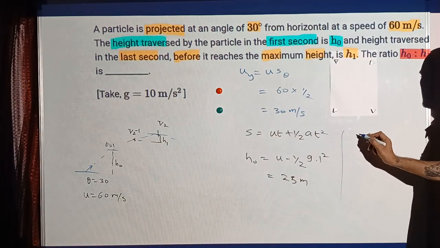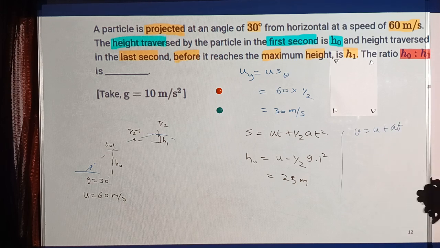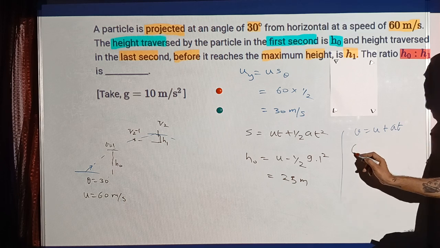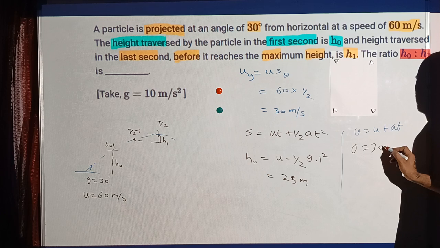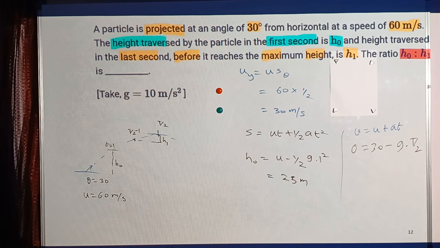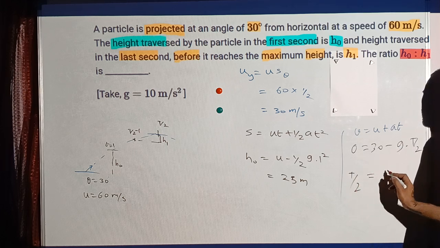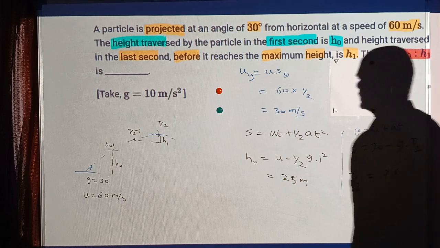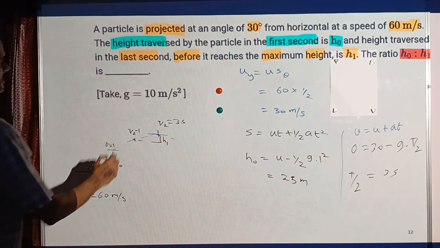And the flight time, we can calculate from the vertical motion, for half the flight time, v equal to u plus at. At the maximum height point, the velocity is 0. Initial velocity is u sine theta, which is 30, minus g into t by 2. So t by 2, half the flight time, is 3 seconds. So at this point, it is at 3 seconds. So the last 1 second is from here, it is 2 seconds.